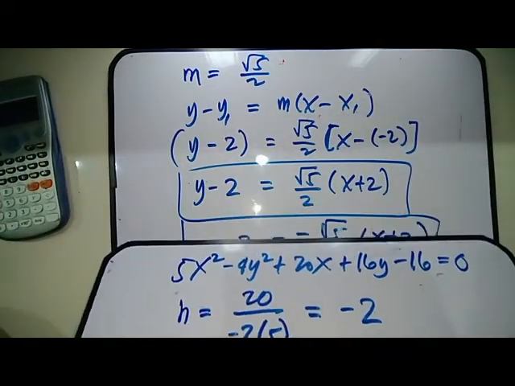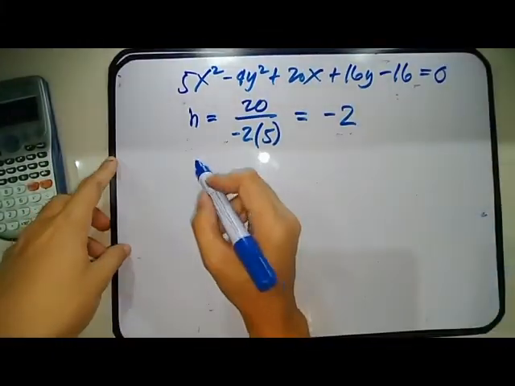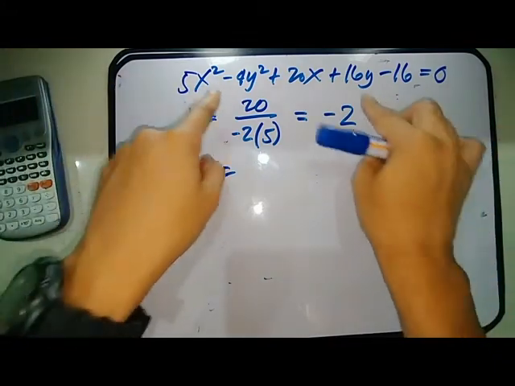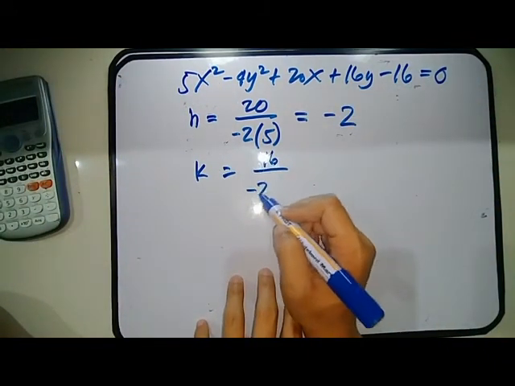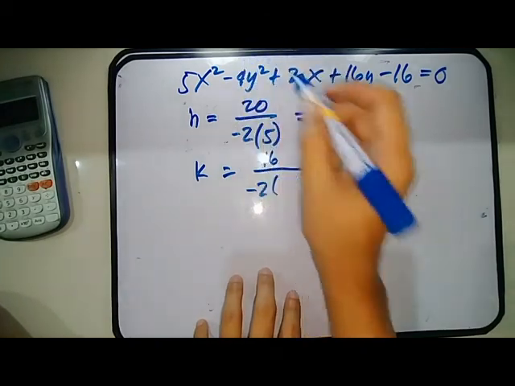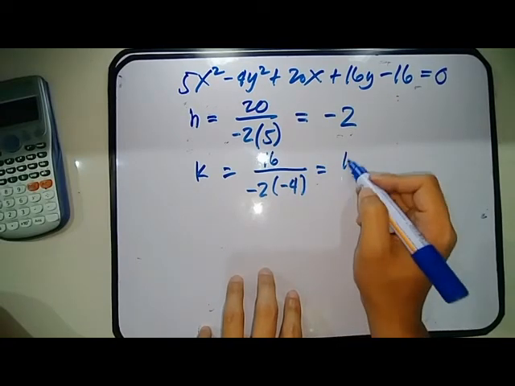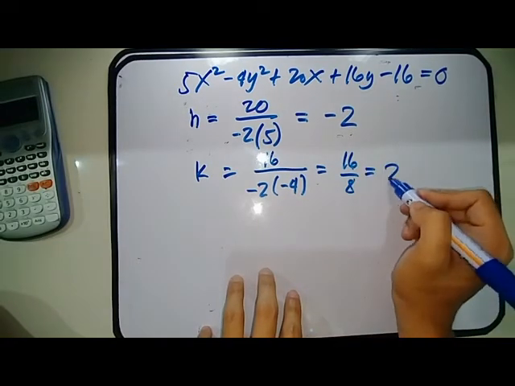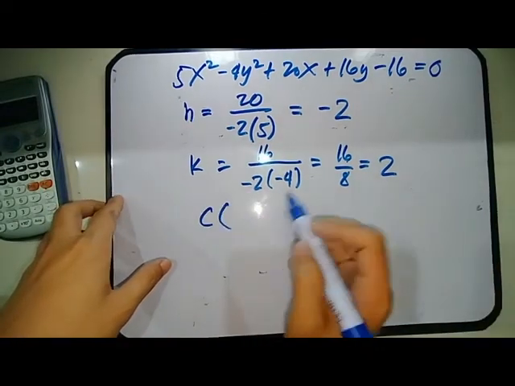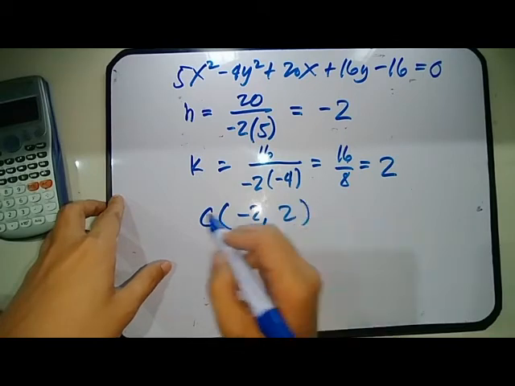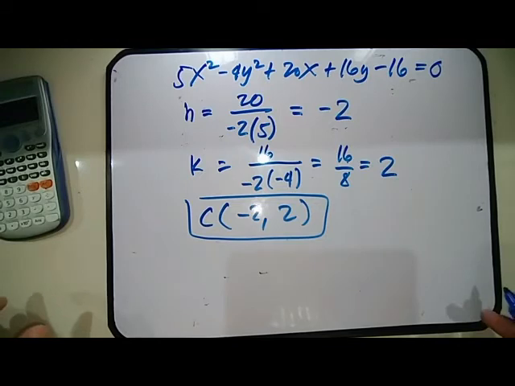So, tama siya, diba? You have here, negative 2. So, for k, same process, focus ka sa y. So, you have 16 divided by negative 2 is a constant. Then, the coefficient of the second degree y, negative 4. So, that is 16 divided by 8. So, that is 2. So, it means that our center is located at negative 2, 2. So, answer na siya.